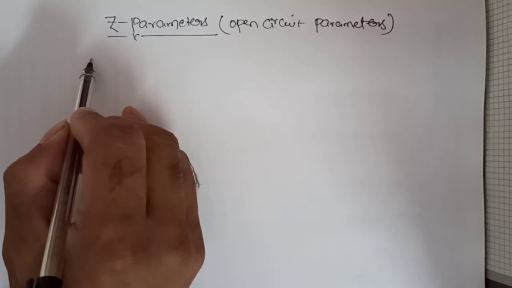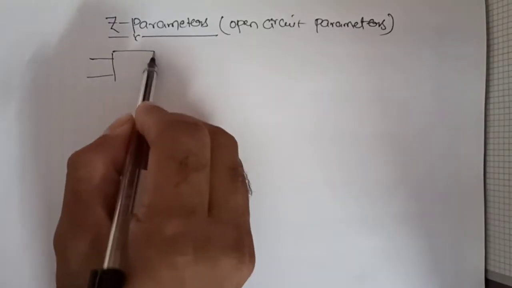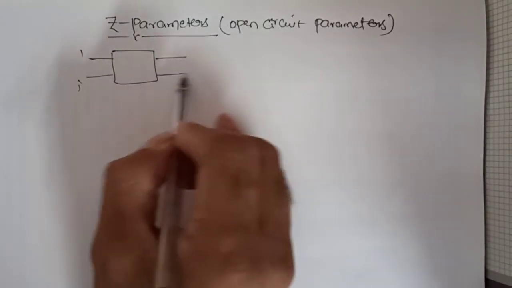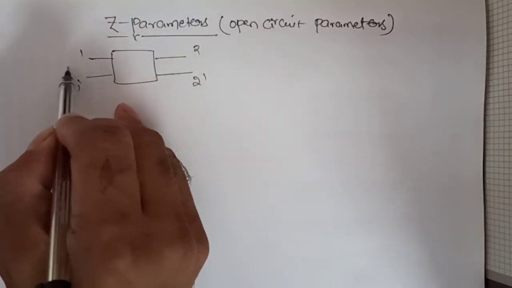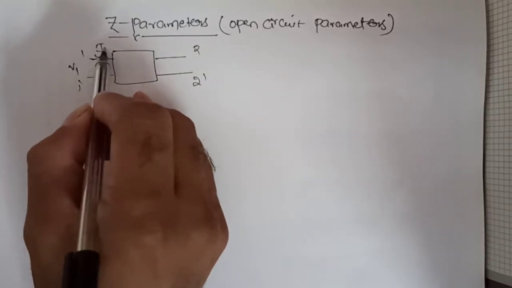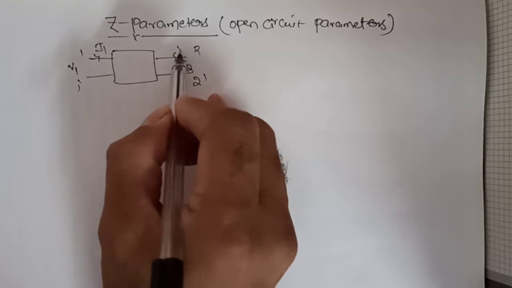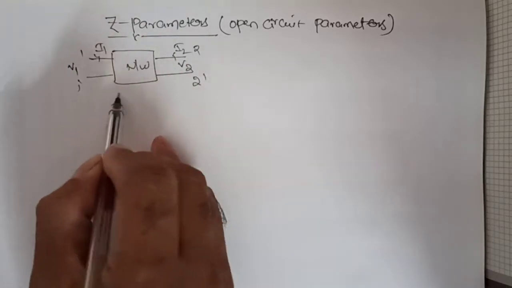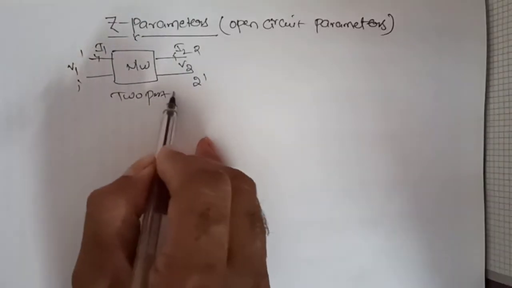Let us consider a two-port network having two ports, 1 1' as the input port and 2 2' as the output port. Input voltage is represented as V1, input current I1, output voltage V2, output current I2. This is called a two-port network.